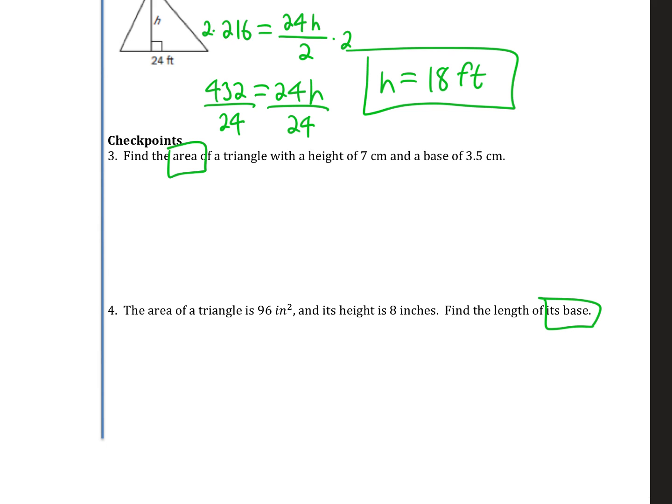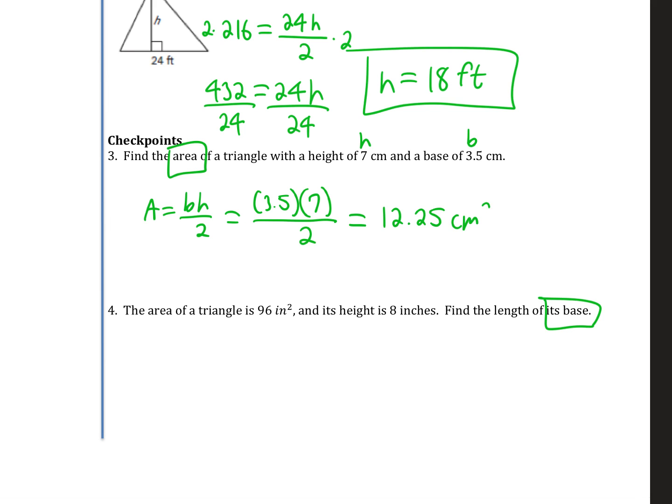See how you do. All right, so checkpoint 3 is a little bit different here. It's kind of the easier version. So area equals base times height over 2. What do we know here? We know the height is 7. We know the base is 3.5, so we're just going to plug it in. The base was 3.5. The height was 7, all over 2. Then if we plug that into our calculator, multiply the top across, and then divide by 2, we're going to get 12.25 square centimeters. And that's our area. We're just plugging into the formula. This whole section is doing that.